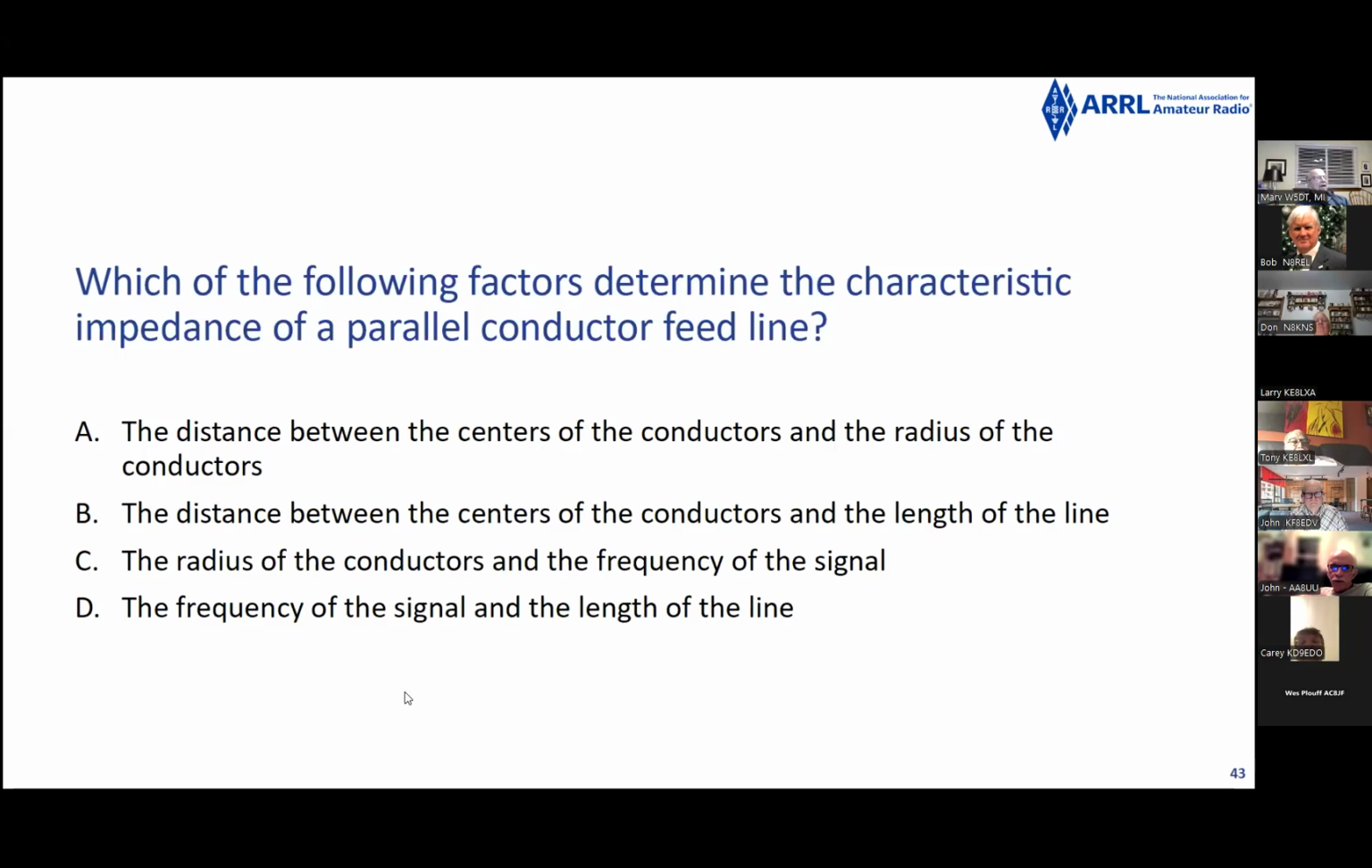Which of the following factors determine the characteristic impedance of a parallel conductor feed line? The distance between the centers of the conductors and the radius of the conductors, the distance between the centers of the conductors and the length of the line, the radius of the conductors and the frequency of the signal, the frequency of the signal and the length of the line.